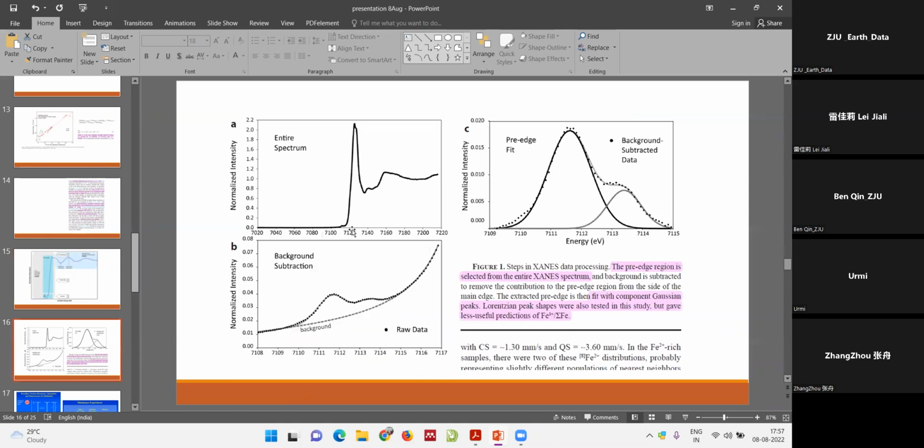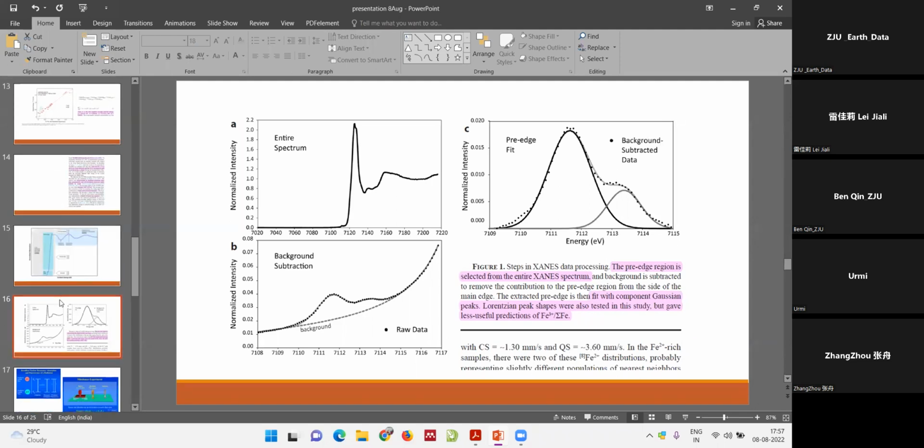If this part is zoomed, we can see that there are two particular peaks. After the background is subtracted, these are the two peaks, and then the calculation is done. There may be multiple peaks. For example, here we can see two peaks. There might be three peaks.